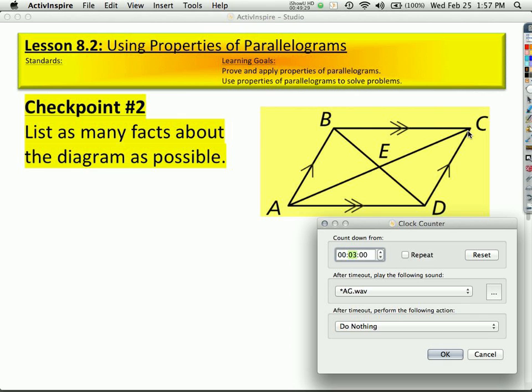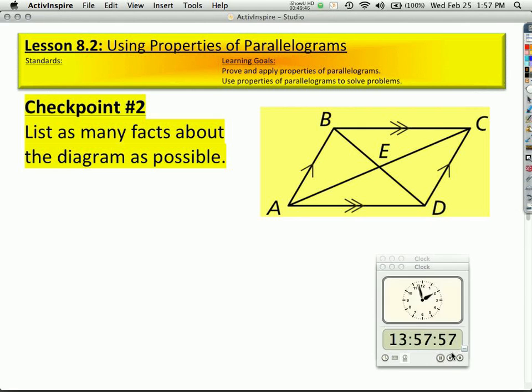I'll give you the first one. Segment BC is parallel to segment AD. There is a fact about the diagram. Now you find me as many as you can find. After you find as many as you can find, after the bell rings, you're going to immediately count how many you found. Any questions? Okay. You got 3 minutes. Go.